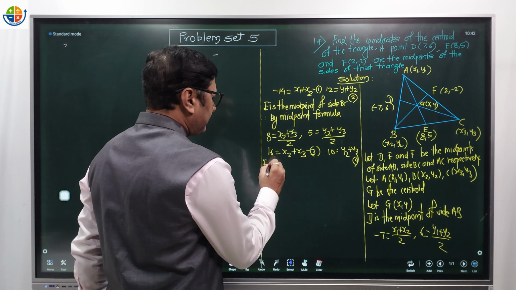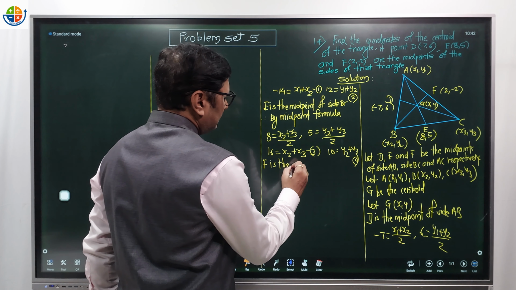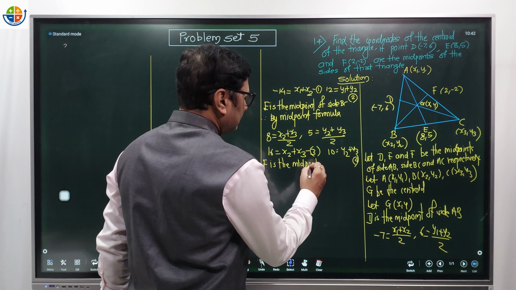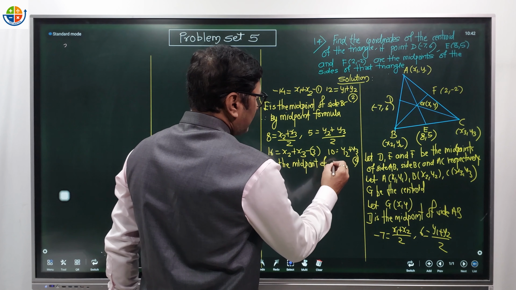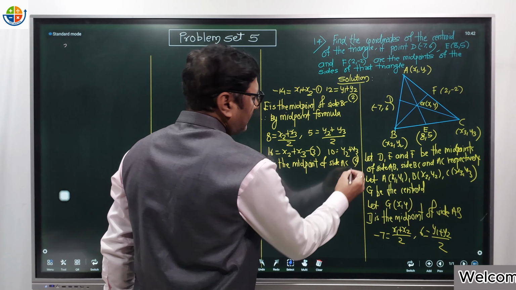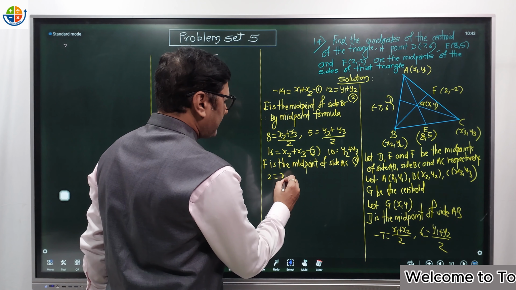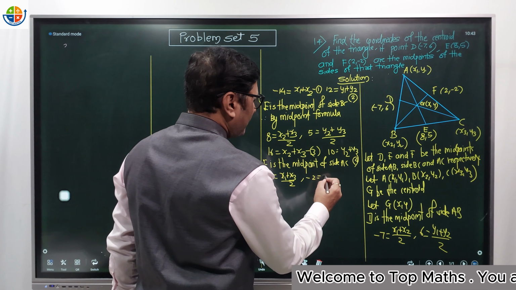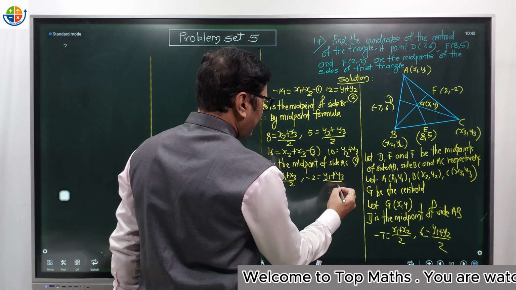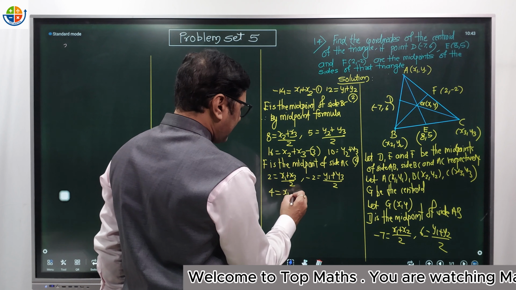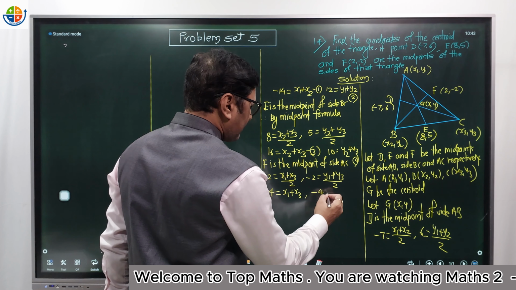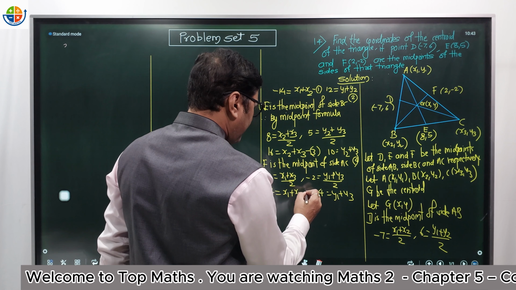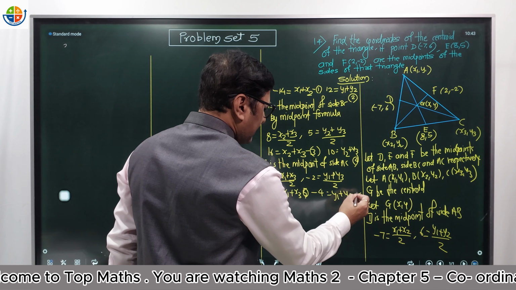F is the midpoint of side AC. 2 is equal to x1 plus x3 upon 2, and -2 is equal to y1 plus y3 upon 2. 4 is equal to x1 plus x3. -4 is equal to y1 plus y3. Equation number 5. Equation number 6.